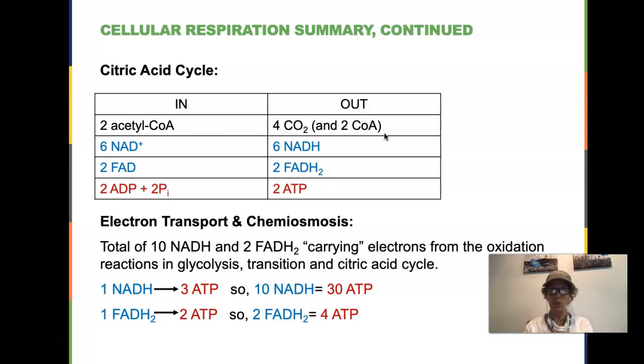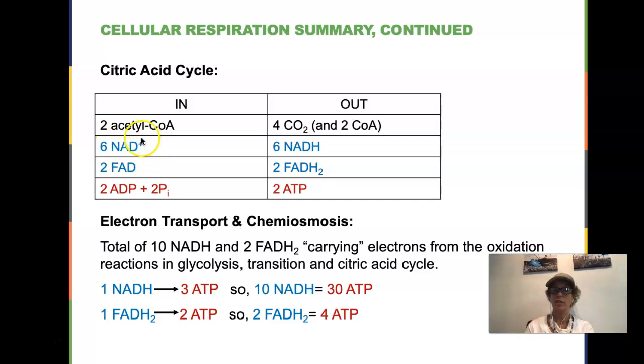During 1 turn of the citric acid cycle, we need 3 NAD+, but we're going to have to go around that cycle twice, so we need 6 NAD+. 1 turn of the cycle requires 1 FAD, so 2 turns of the cycle require 2 of them.